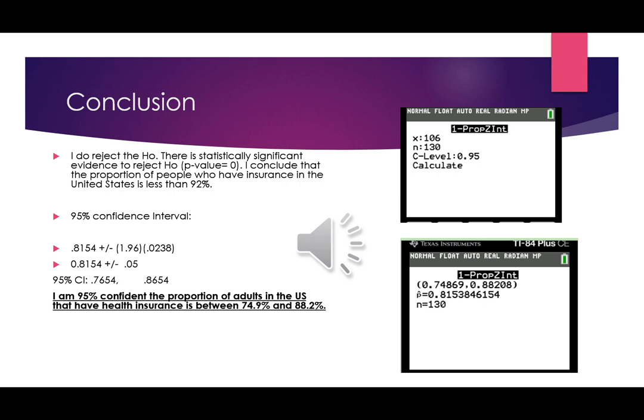With the 95% confidence interval, when I inputted the numbers manually, I got 0.7654 and 0.8654. When I plugged the numbers into the calculator, I received the numbers 74.9% and 88.2%. So I'm 95% confident the proportion of adults in the US that have health insurance is between 74.9 and 88.2%.